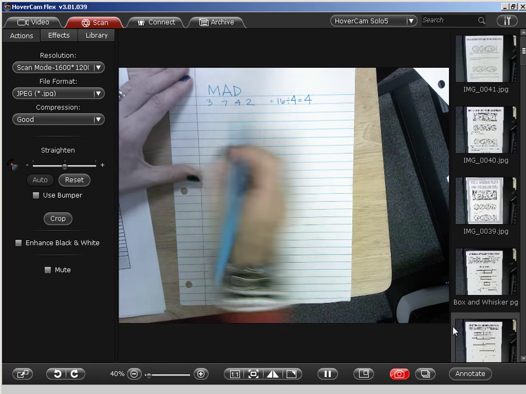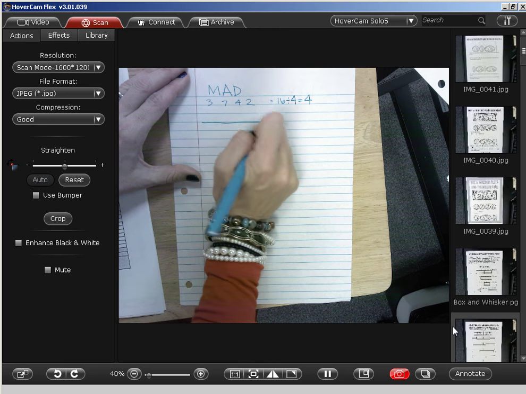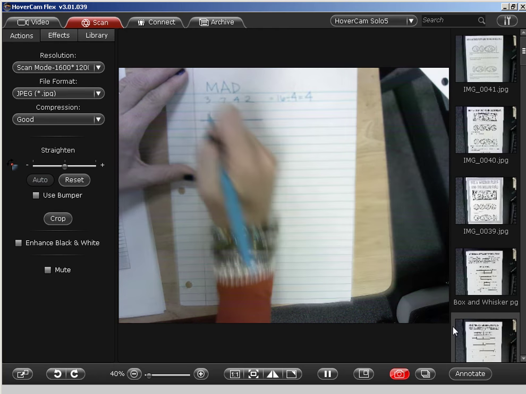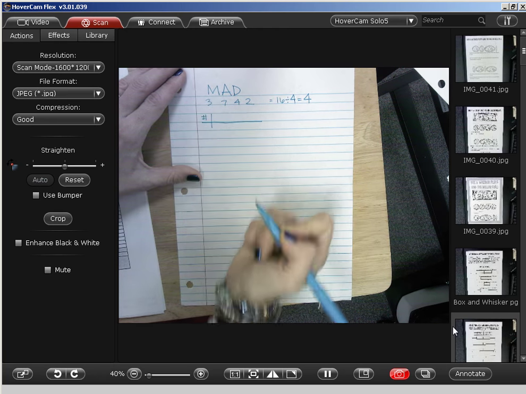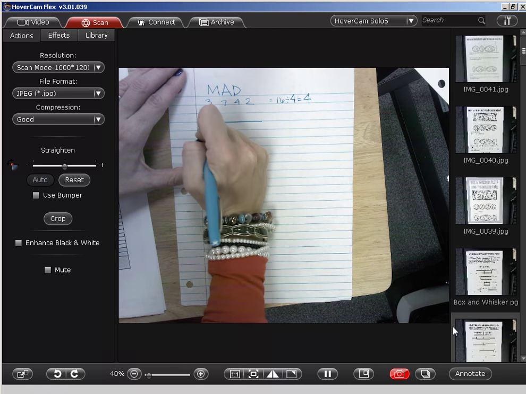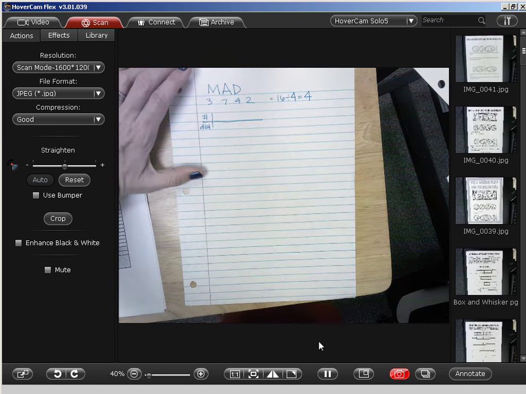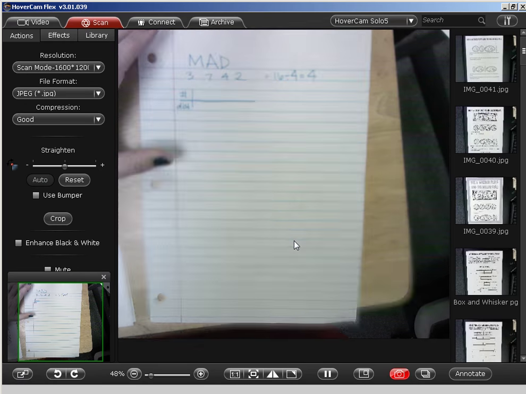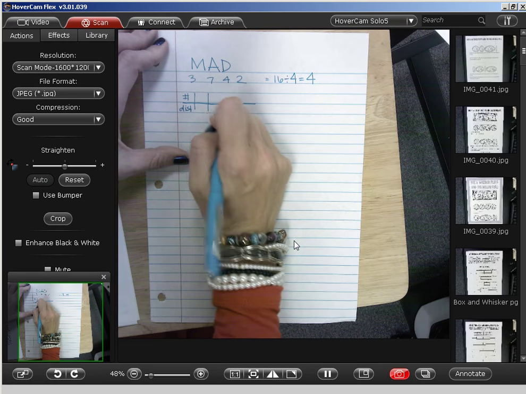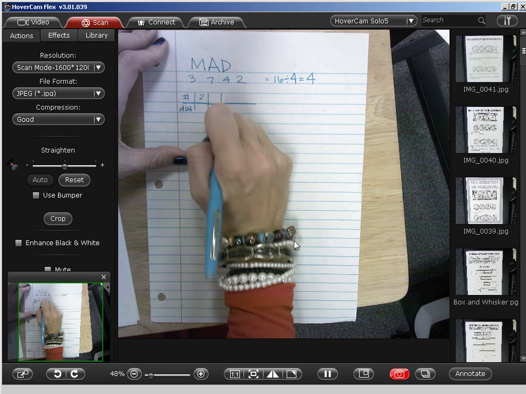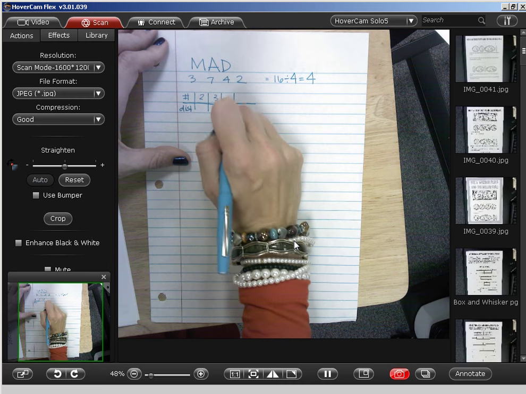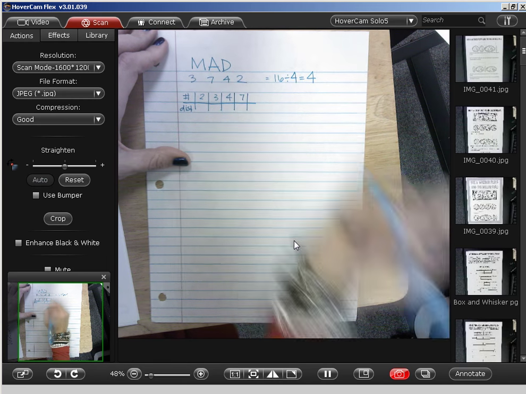So now I want to find out how far each data value is from the average. So I'm going to make a table here. And at the top, I'm going to put the number. And at the bottom, I'm going to put the distance, because I want to find out each number's distance from the mean. So I'm going to put my numbers in order. So 2, 3, 4, 7.